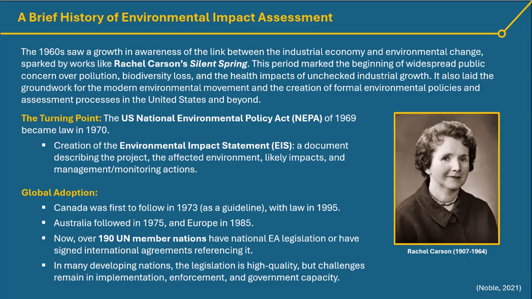Now, once that policy was in place, other countries started to follow suit. So Canada was actually the first to adopt environmental impact assessment after the US, introducing it as a set of federal guidelines in 1973. And although that was good, it still wasn't embedded into our actual laws until 1995, though it was obviously in use well before that. Australia followed Canada in 1975.